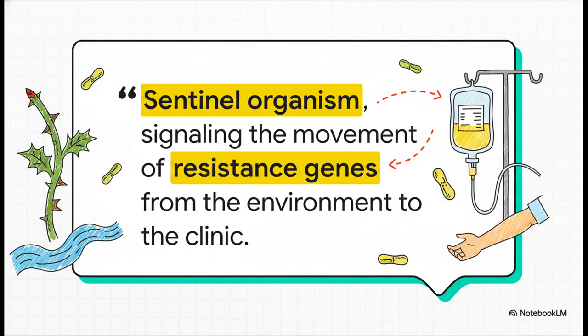And this really brings us to the ultimate takeaway. Think of Pantoea agglomerans as a sentinel, an early warning system, because it comes from the environment. When we start to find acquired resistance genes in it, things like ESBLs or carbapenemases, that is a massive red flag. It's a signal from the ecosystem that these dangerous resistance genes are circulating out there and are making their way into the clinic.